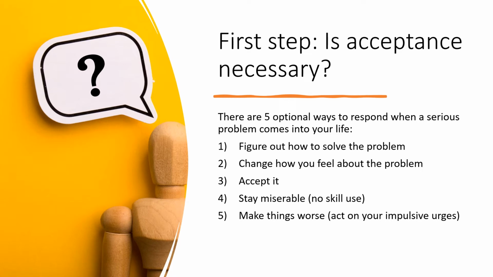Before we even get to acceptance, we have to take the first step, which is figuring out, is acceptance even necessary? So whenever you have a serious problem in your life, you have 5 optional ways to respond. The first is figuring out how to solve the problem. The second is changing how you feel about the problem. The third, accept it. The fourth, stay miserable, no skill use. Or finally, the fifth, make things worse, act on your impulsive urges.